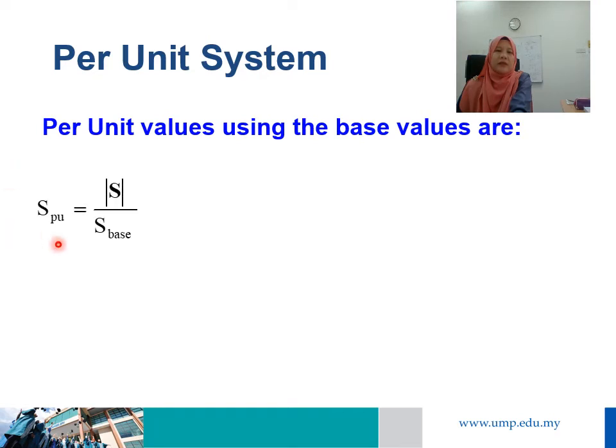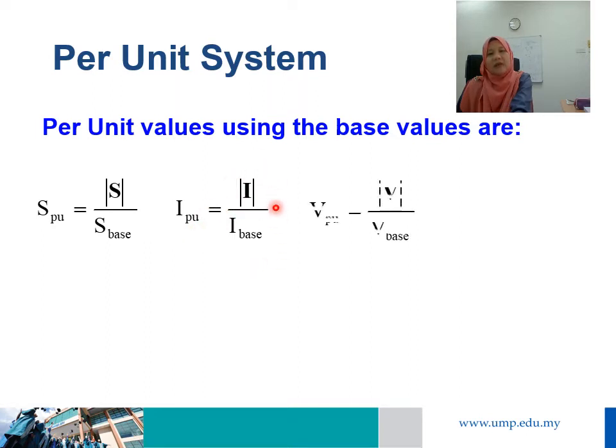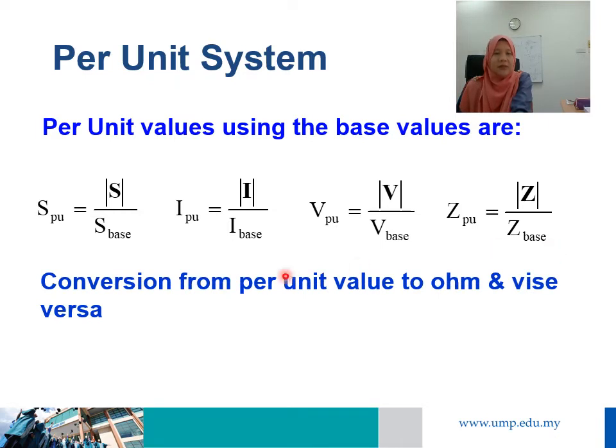For example, the per unit apparent power is equal to the actual apparent power divided by the base apparent power. The per unit current is equal to the actual current divided by the base current. The per unit voltage is equal to the actual voltage divided by the base voltage. And the per unit impedance is equal to the actual impedance divided by the base impedance. The conversion from per unit value to ohm and vice versa can also be obtained.